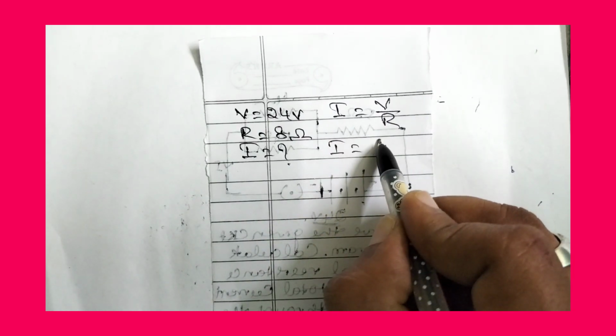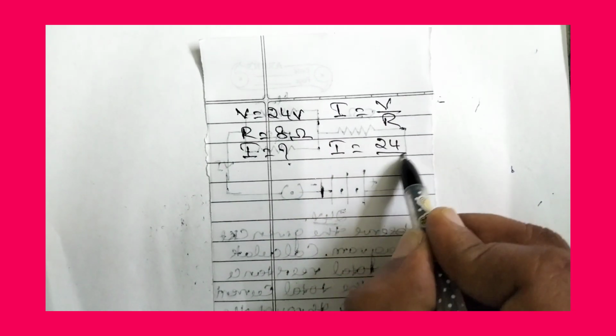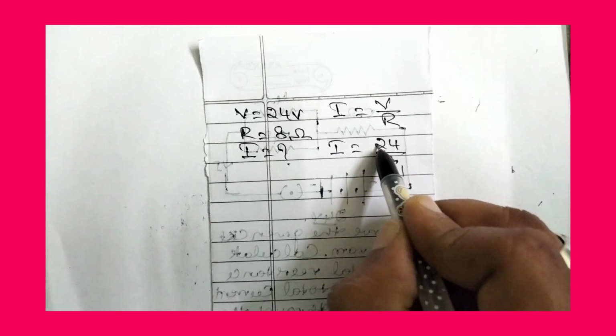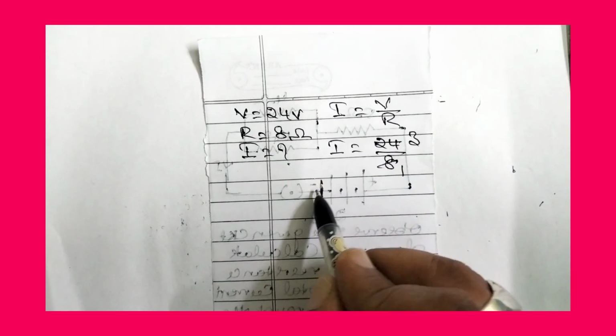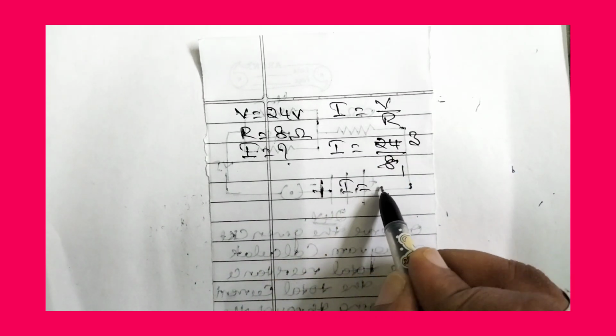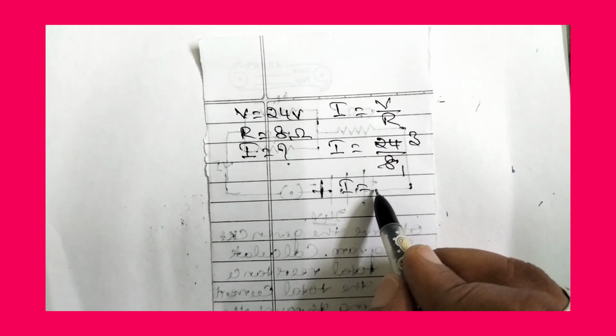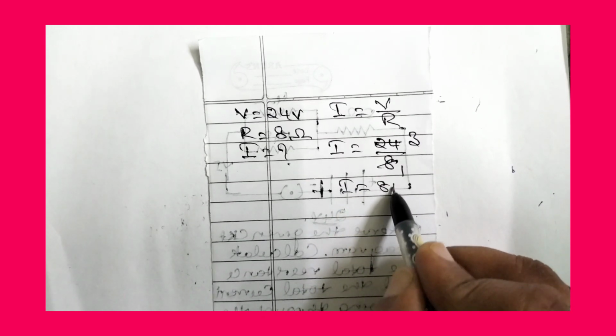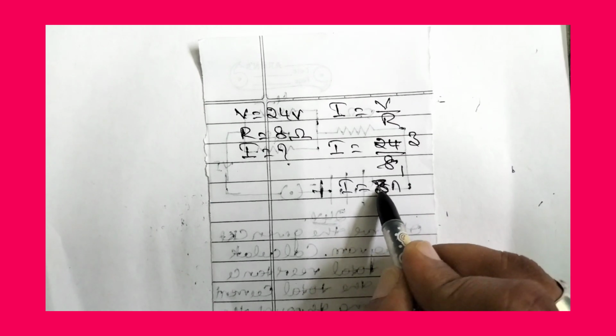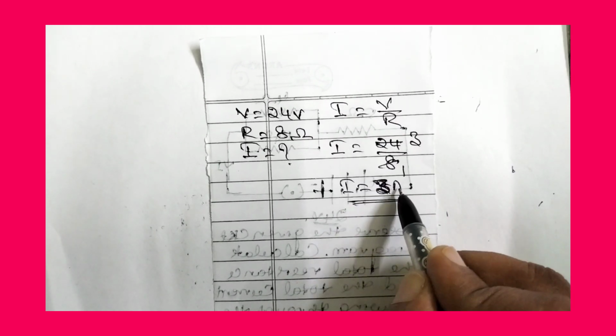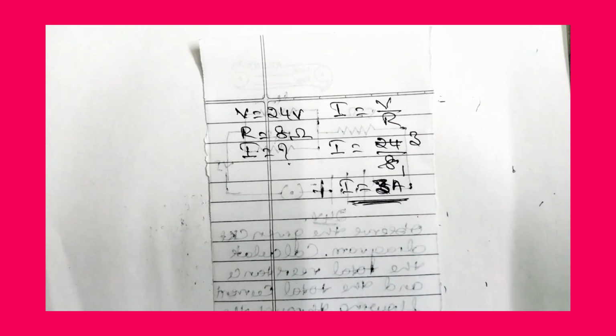I is equal to V, that is 24, divided by R, that is 8. 8 times 3 is 24. Therefore the total circuit current is 3 ampere. So 3 ampere of current flows through the circuit. So like this we have to calculate the total current of the circuit.